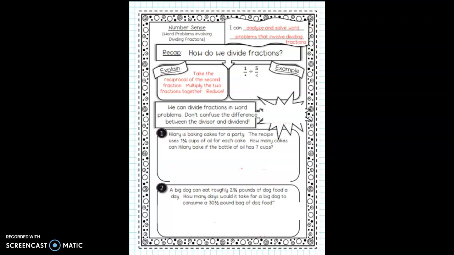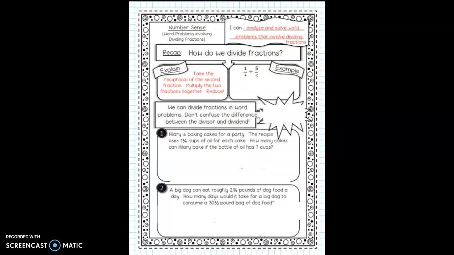Now that you are experts at multiplying and dividing fractions, we're going to do some story problems. I can analyze and solve word problems that involve dividing fractions. Take the reciprocal of the second fraction and multiply the two fractions together, then reduce.